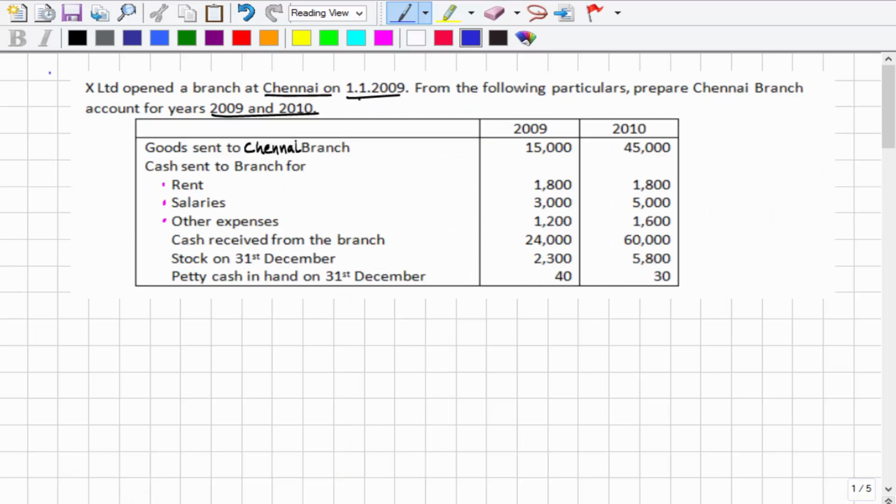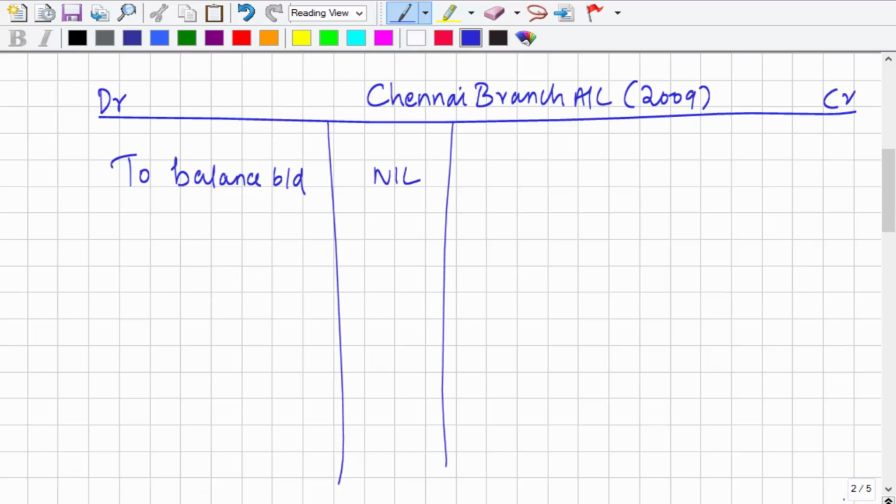Now, any goods sent to branch in 2009? Yes, goods sent to Chennai branch in 2009 is 15,000. So here we'll write, in the Chennai branch account, debit, to goods sent to branch. And what was the amount? It was 15,000. Fine. Go back to the question.